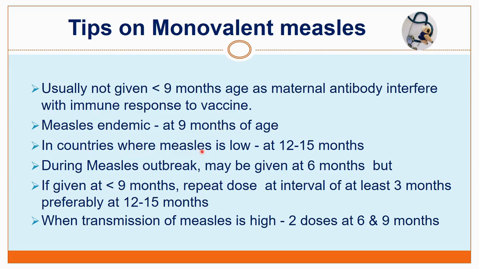In countries where measles is very low, it is given at 12 to 15 months of age. During a measles outbreak, you may have to give it even at 6 months. But if this vaccine is given at an age less than 9 months, then you need to give a repeat dose at an interval of at least 3 months. Preferable age is after 12 to 15 months. When transmission of measles is very high, then in that area, at that time, you give 2 doses, one at 6 months, another at 9 months of age. So these are some points you need to remember.